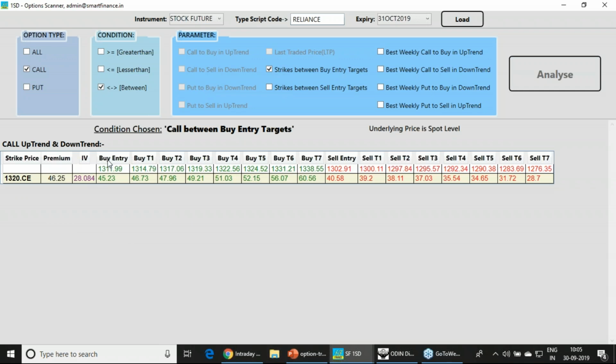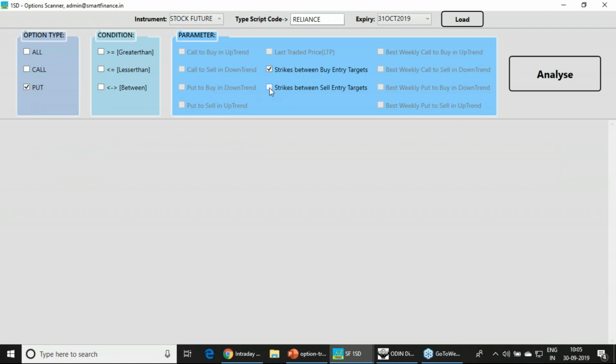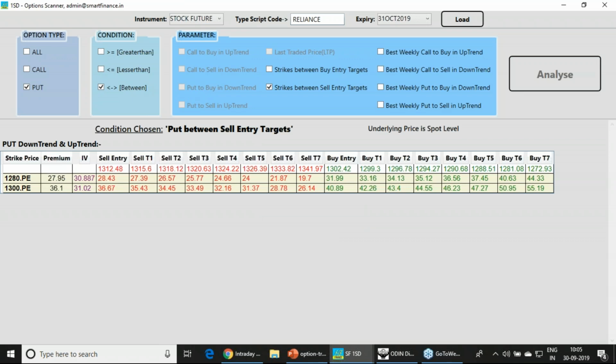So this is the only one strike that comes in this particular. Strikes for put options, if I go for strikes to buy between the sell entry and targets. Two strikes are coming, 1280 and 1300 put option. So for Reliance, these two strikes it is suggesting.